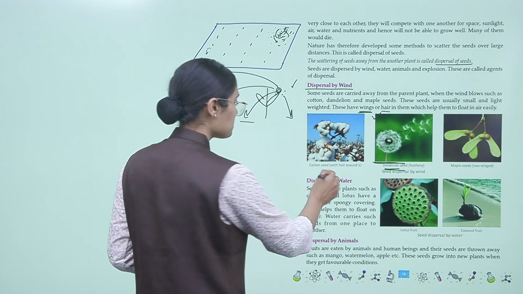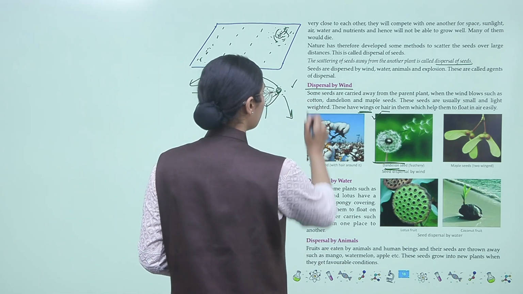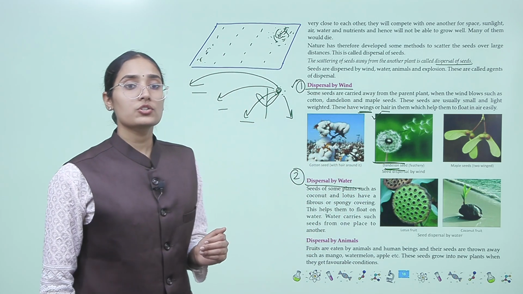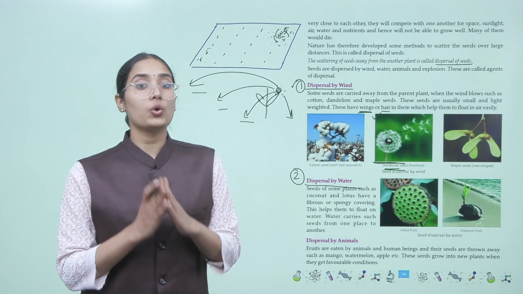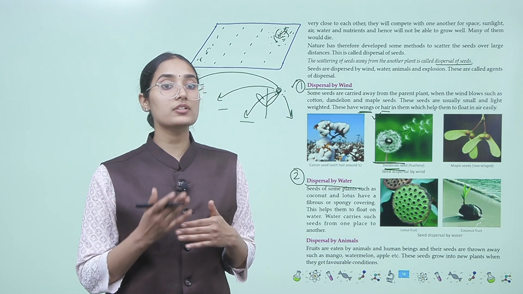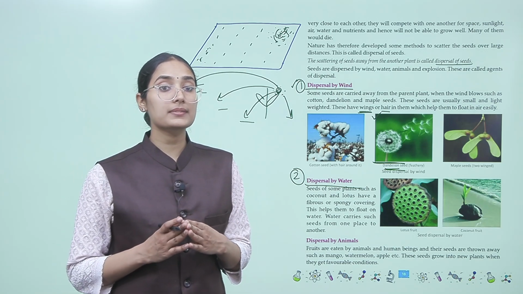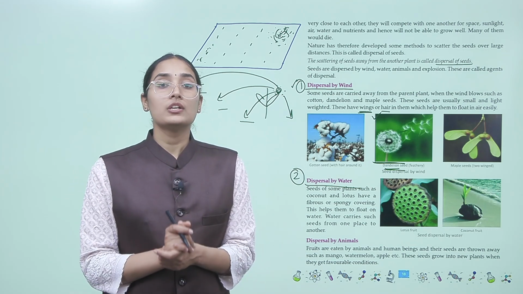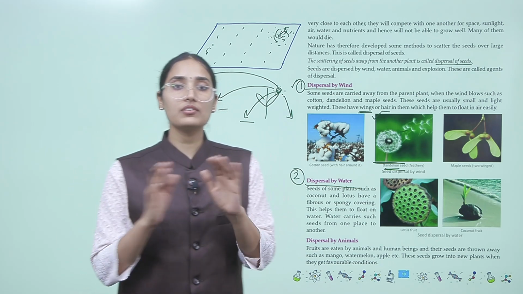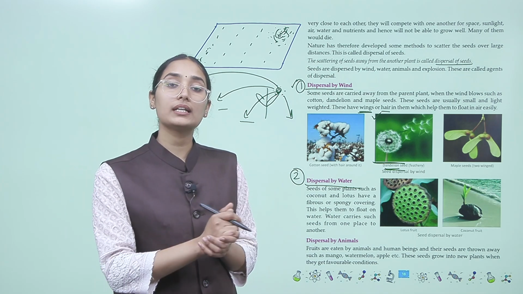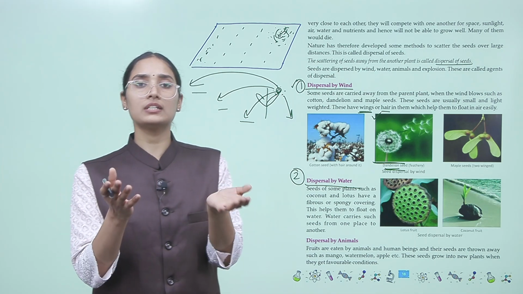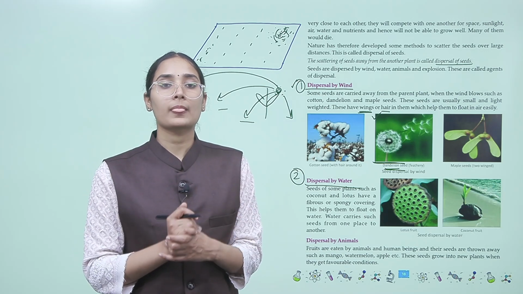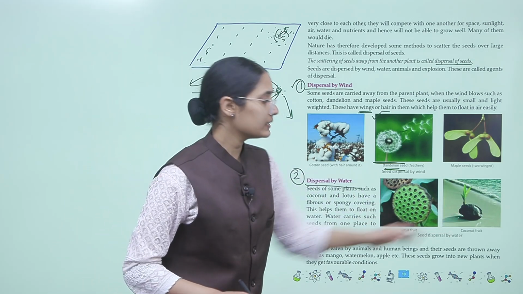Second is dispersal by water. Seeds of some plants such as coconut and lotus have a fibrous or spongy covering. This helps them to float on water. Water carries such seeds from one place to another. You must have seen coconut floating near the rivers, right? So coconut has a tendency to float.